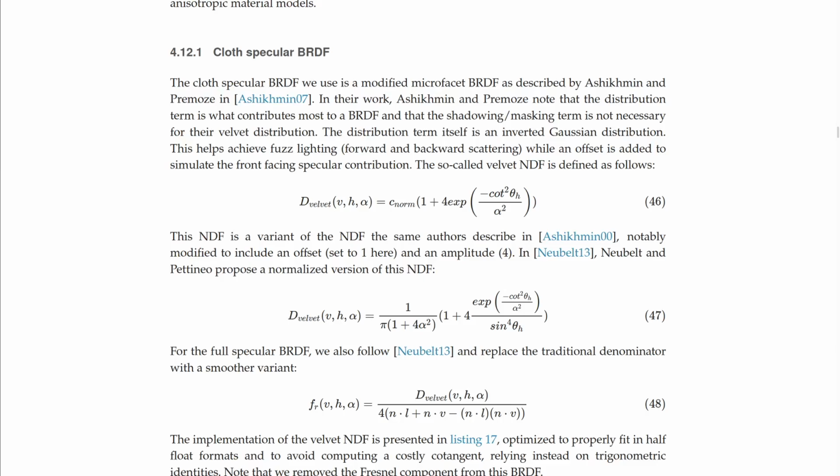Yeah, maybe it's like, because there's like crushed velvet, isn't there, where it's kind of like not exactly standing up, maybe mashed down some. Maybe that's what they're trying to model. Could be.